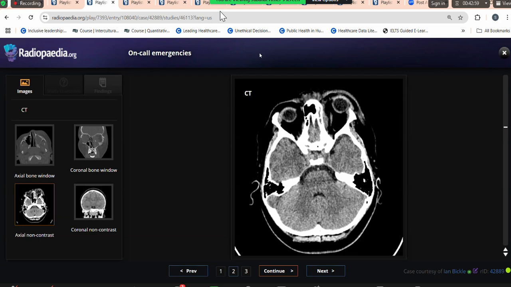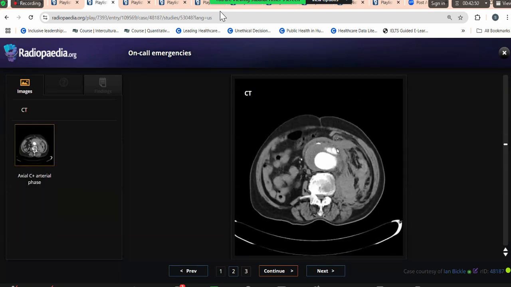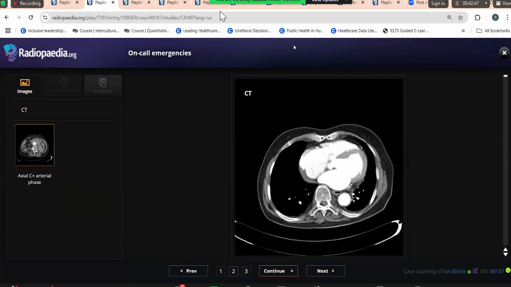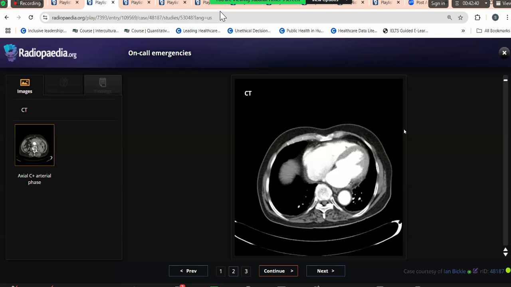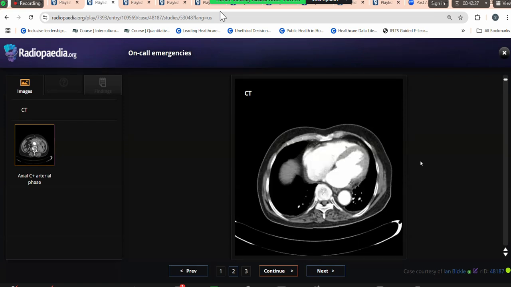Okay, candidate 3, I'll give you the next case. Just wait. Yes, ma'am. Should I scroll, ma'am? Can you see the acute abdominal CT? Yes, okay. Go ahead, you can scroll. Yes, ma'am.